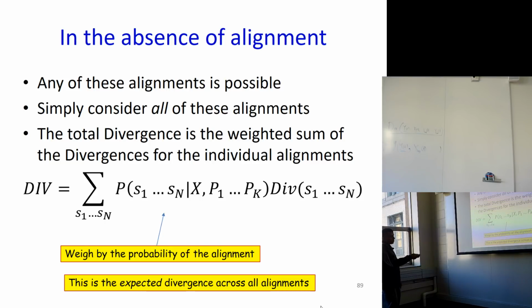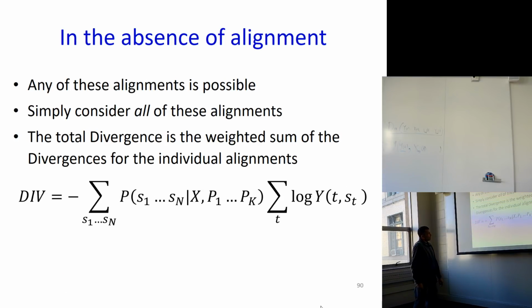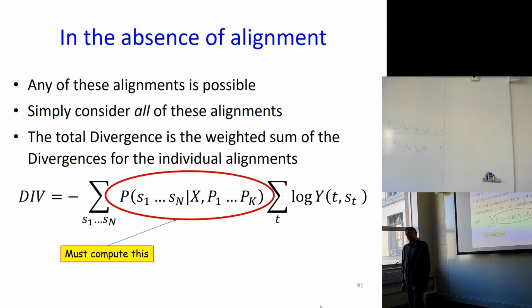Now, when you want to look at the expected divergence, we need to compute the posterior probability of a particular alignment given the input, because that's how we're going to be computing the expected divergence. And computing this turns out to be a bit tricky, not because the basic arithmetic itself is hard, but because of how you set up the problem. And so this is what we'll go into in the next class.